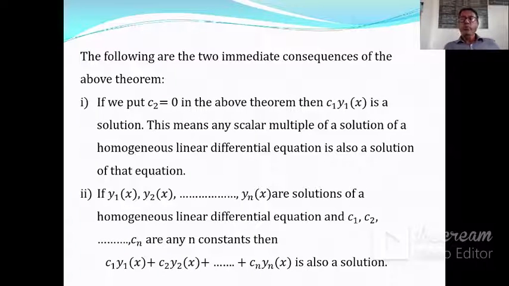From this we can say that C1 y1 of x plus C2 y2 of x plus ... Cn yn of x is also a solution. And now using the previous theorem, we are able to give the proof of this second statement. This is an exercise for you to give the proof of this theorem. This is also a generalization of the previous theorem.